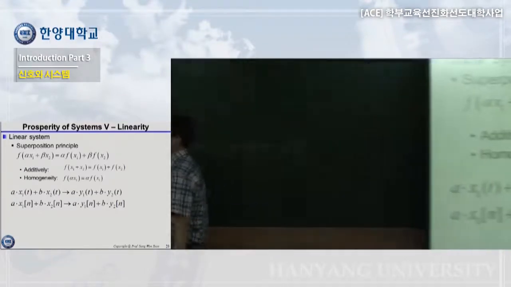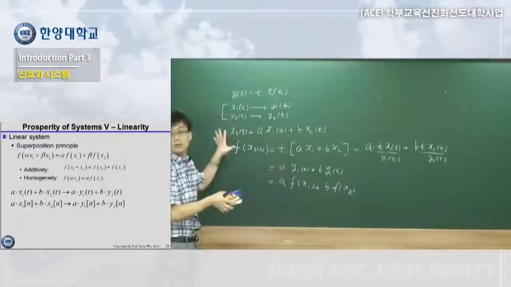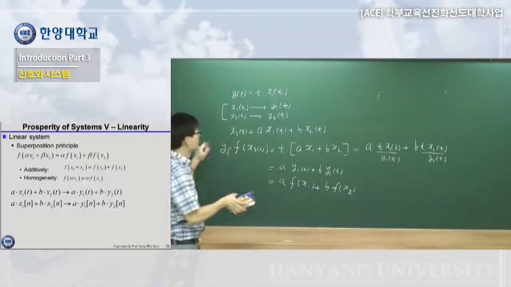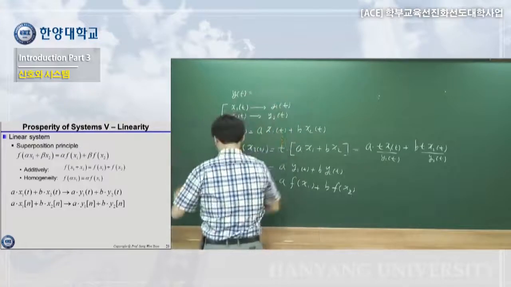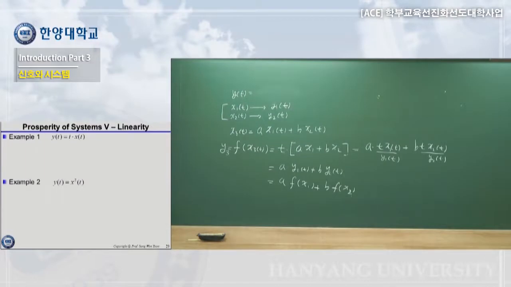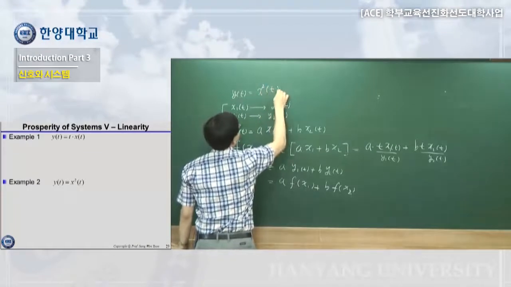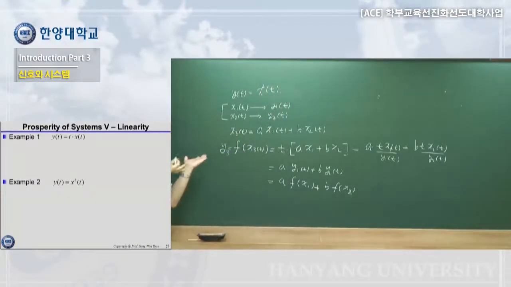Let's have another example. Is it clear, Christian? Our second example is y(t) equals x squared(t). Of course, it looks nonlinear, so we know that it's nonlinear. But let's apply superposition to see it.